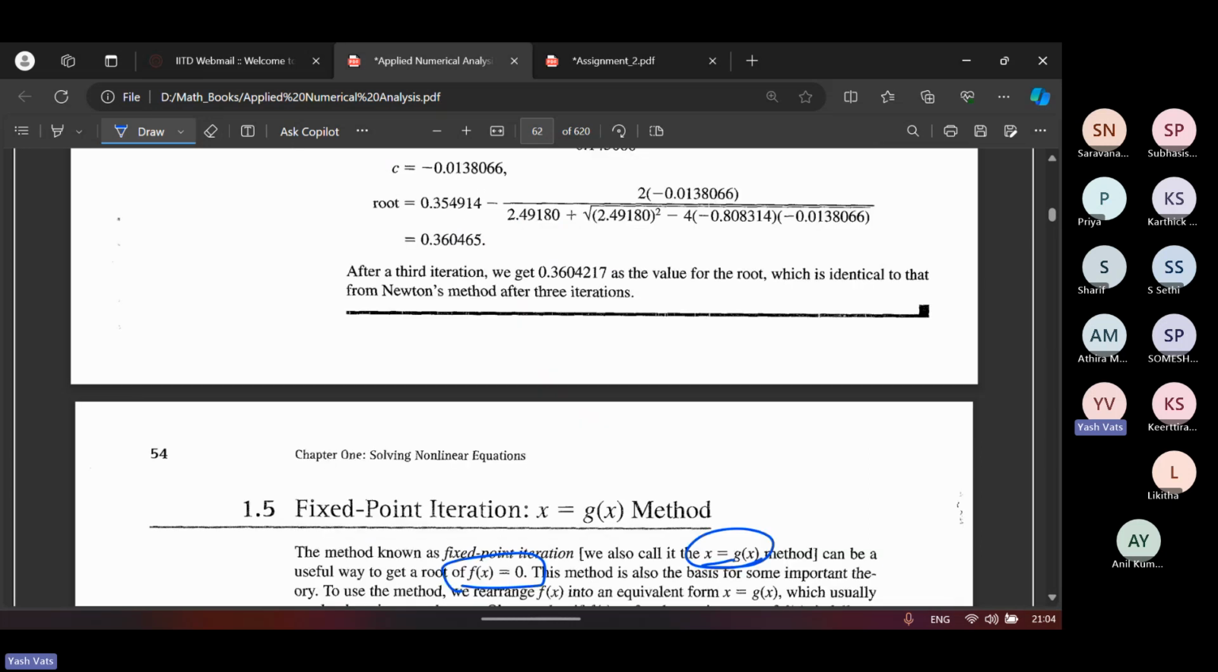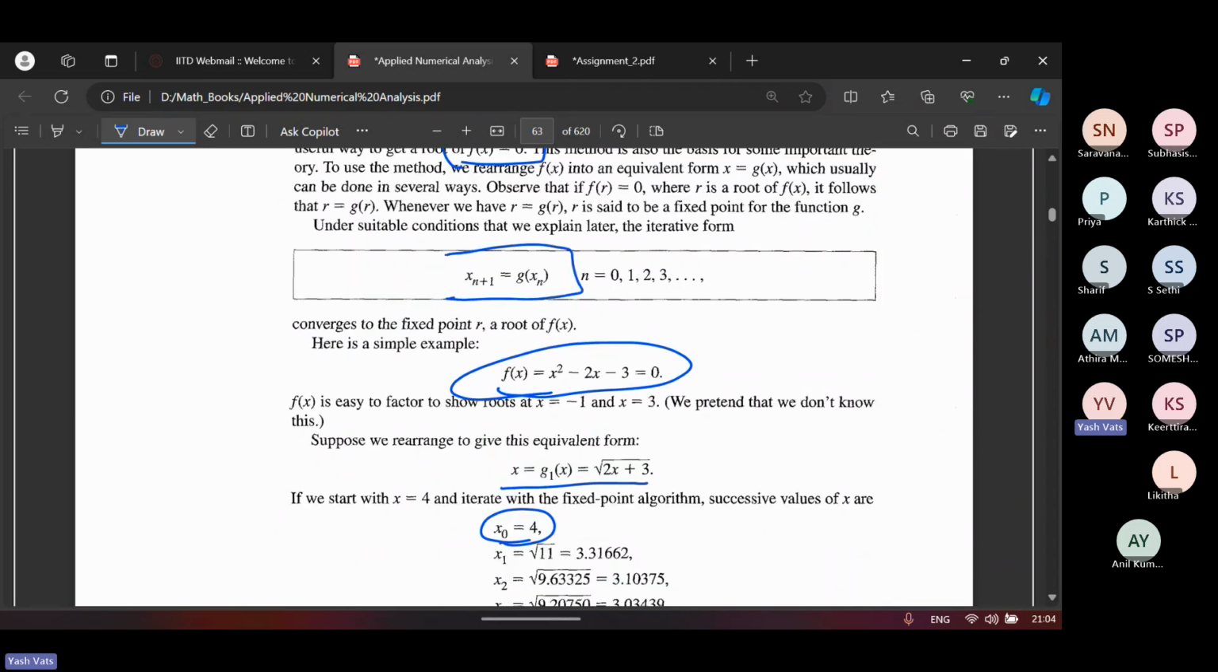X1 you try to find out using this relation: x n plus 1 is g of x n. You write x is equal to g of x, and you replace it by x n plus 1 is g of x n. That's it. You start with some point x naught. It's not a big deal.